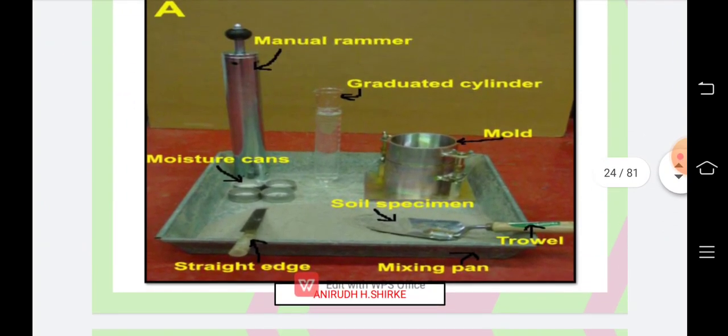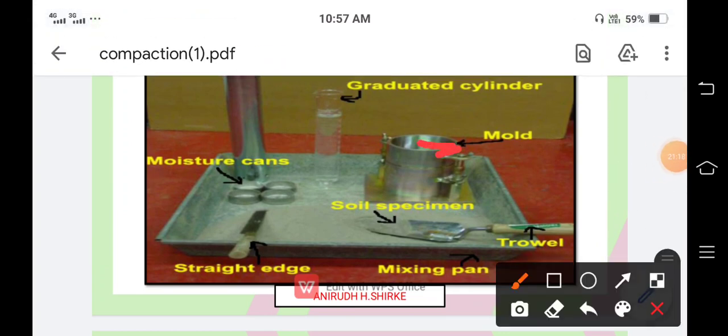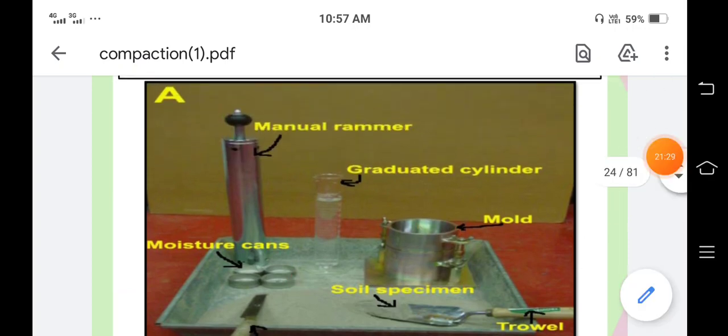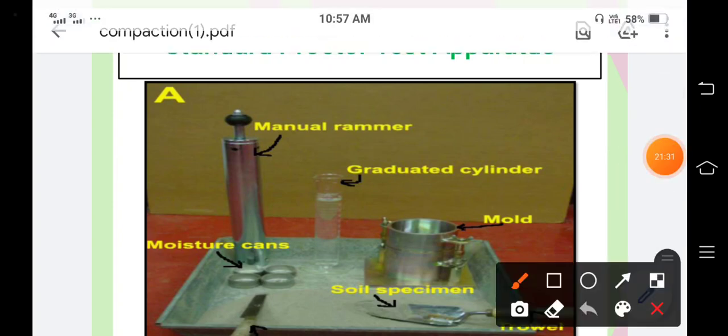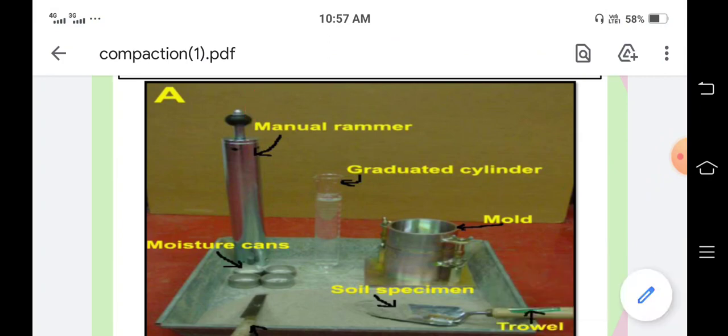Okay. So this is our mold, this is our collar, this is a detachable base plate, these are the cans which are used for the determination of the water content, and this is called a rammer. This rammer has a handle so that it can be lifted to a certain height. The height will be 310 mm. After lifting, leave it, so it freely falls from the height of 310 mm. Okay.